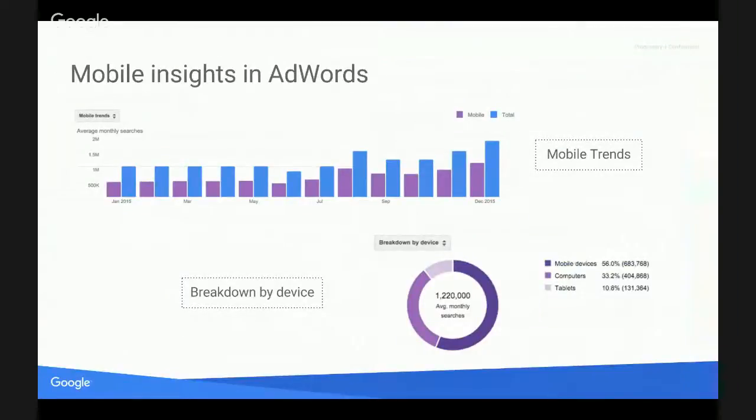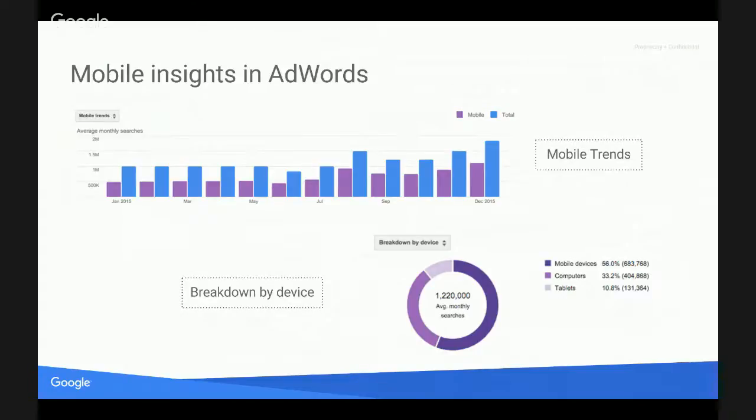Next, we have the mobile insights in AdWords. When you are planning your strategy, you have to make sure to understand the impact that mobile has on the market level. Here you can find two useful reports. These are the ones in the rectangular boxes, the mobile trends and the breakdown by device, and this can highlight the mobile impact.